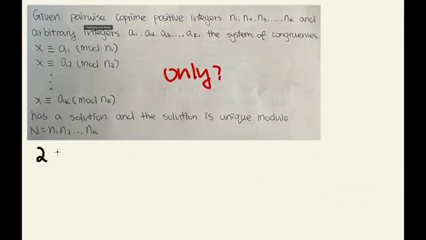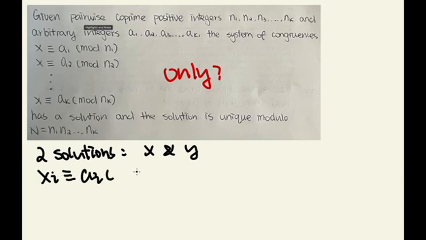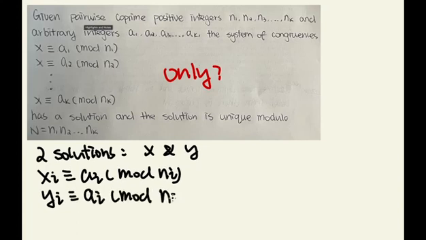We first assume that there are two different solutions, aka two different congruences modulo capital N to the system. We name them x and y. So our conditions are that xi is congruent to ai mod ni, and yi is also congruent to ai mod ni, for all the i's from 1 to k. Based on addition and subtraction rules of modular arithmetic, we can get that x minus y is congruent to 0 mod ni, which means ni divides x minus y.